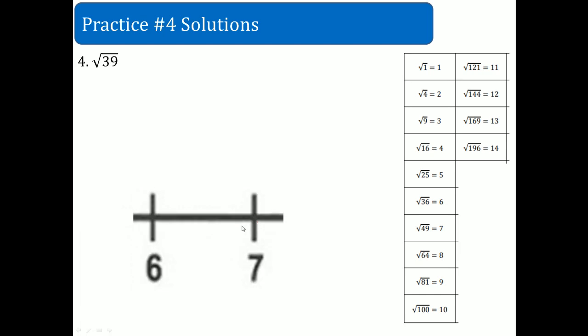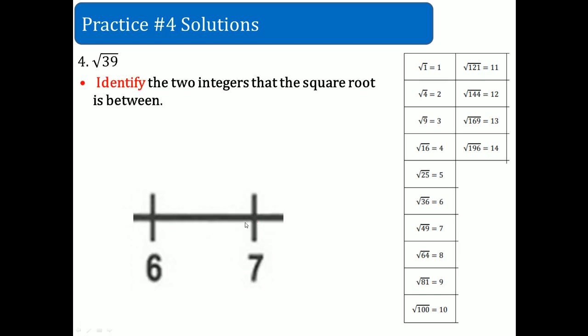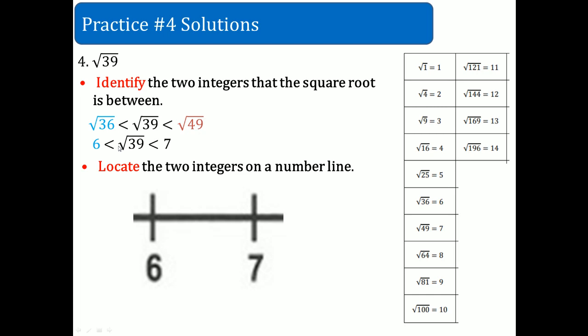4. The square root of 39. You want to identify the two integers that the square root is in between. It is less than the square root of 49, but greater than the square root of 36. The square root of 36 is 6. The square root of 49 is 7. So we would say that the square root of 39 exists in between the two integers of less than 7, but greater than 6. You want to locate the two integers on the number line.